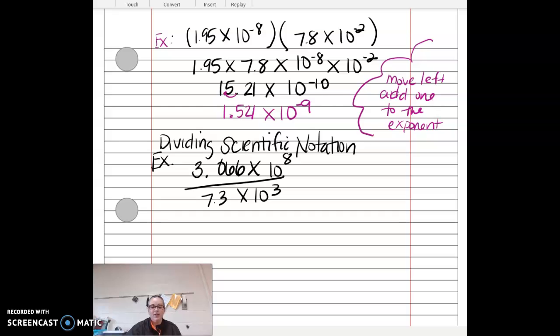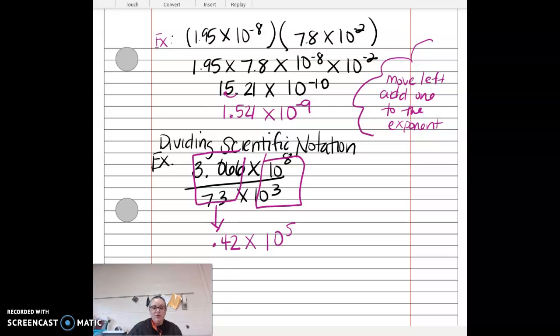Since we're dividing, we can use the rules that we talked about before. We can divide the plain numbers, divide your a's, which gives me, if I take 3.066 divided by 7.3, you end up getting 0.42. And then when you divide 10 to the 8th by 10 to the 3rd, we end up getting times 10, keep your base, and we subtract our exponents, numerator minus denominator, so 10 to the 5th.